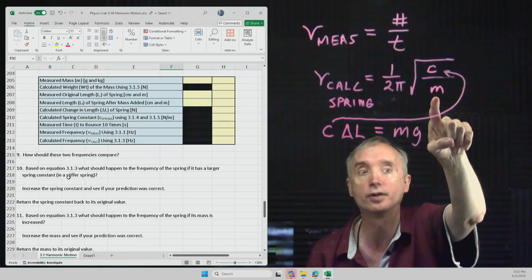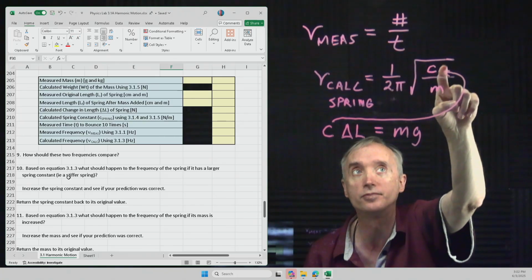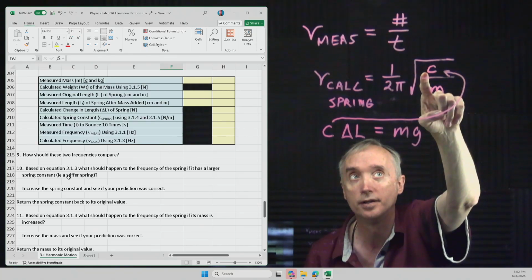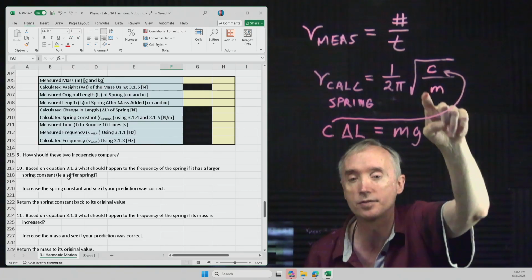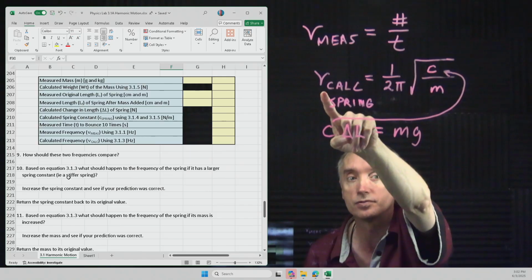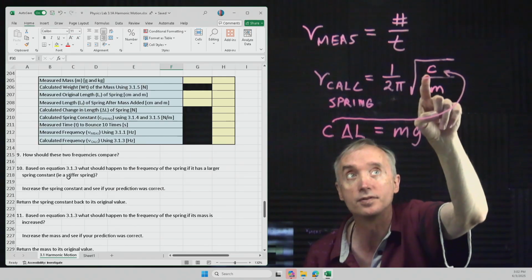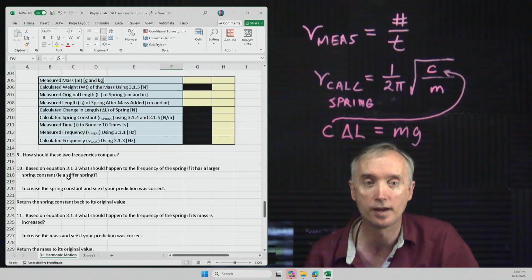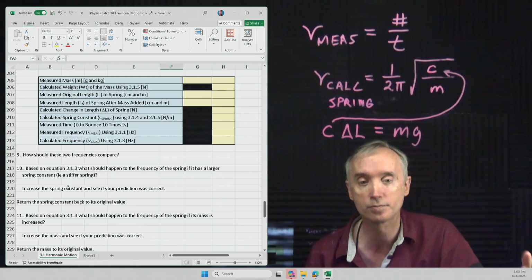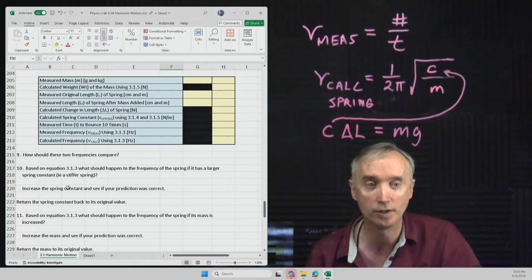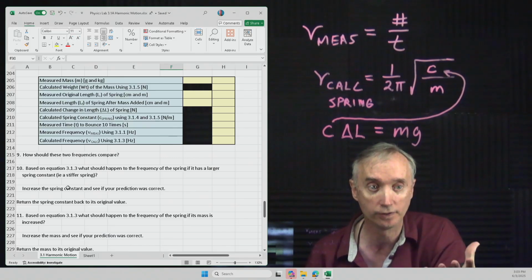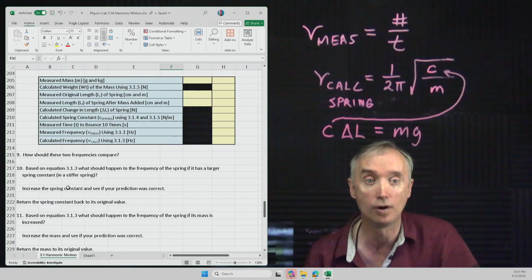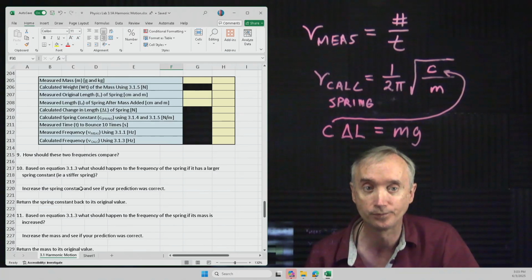So look at this formula. What do you think happens if the top part of a formula gets bigger? If the bottom part of a formula gets bigger, what comes out gets smaller. But the C is on the top. Okay, then I want you to verify that by changing the spring constant on the simulation, and then pulling it down, letting it go, and then observing did the frequency go up or did the frequency go down.